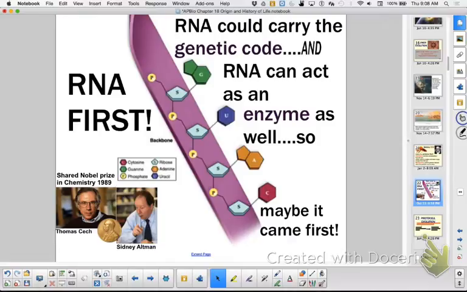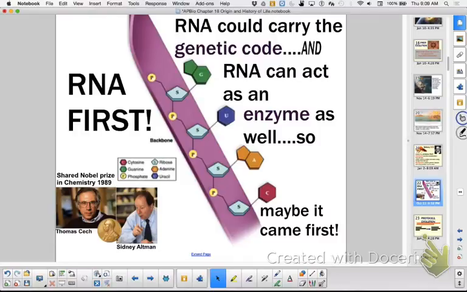So maybe RNA came first because it can act as a storage, and it can act as an enzyme, like a ribozyme. So these two people, Cech and then Altman, they shared the Nobel Prize in 1989. Were you born yet? No. No. All right. Who's correct? These two different theories. Sweetheart, we don't know.